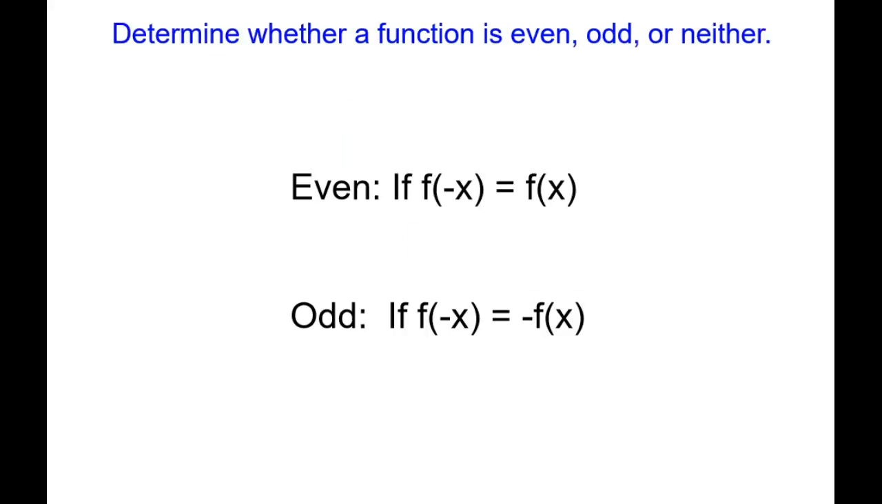We can also use algebra to determine whether a function is even, odd, or neither, so we can look at a graph as well as use algebra. If a function is even, that's going to be true if f of negative x is equal to f of x. A function is going to be odd if f of negative x is equal to the opposite of f of x. So we're going to go through a few examples next showing what this notation refers to.